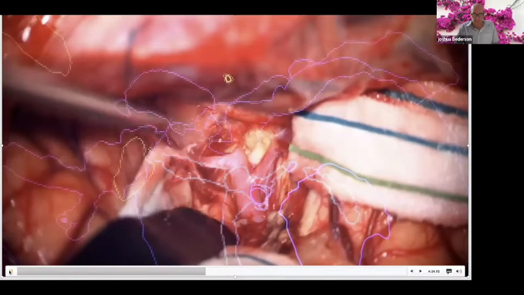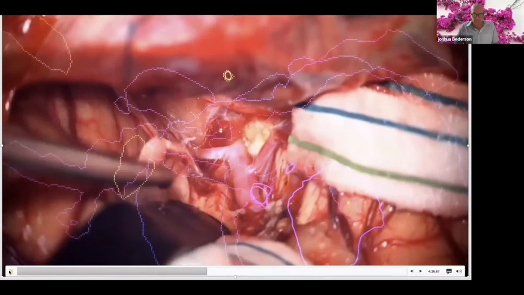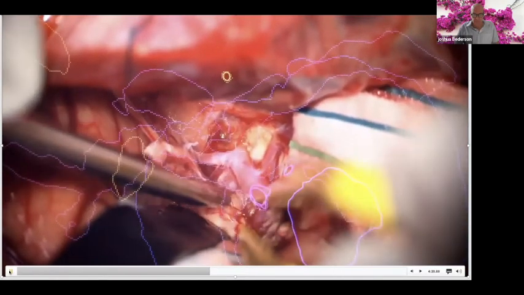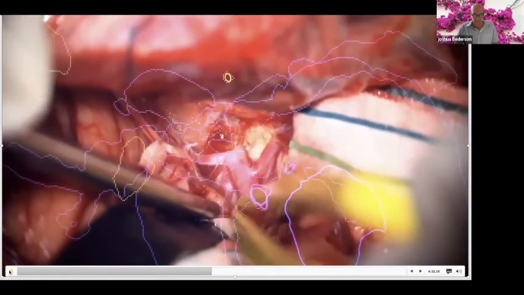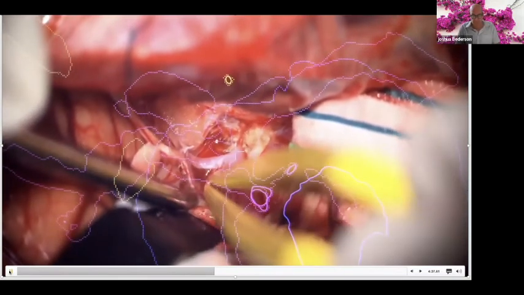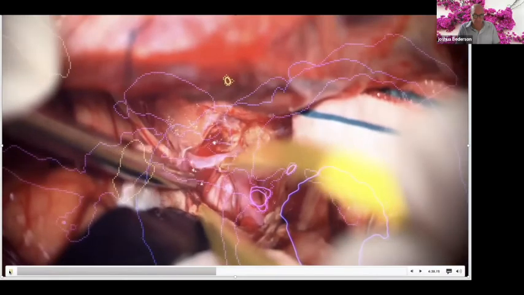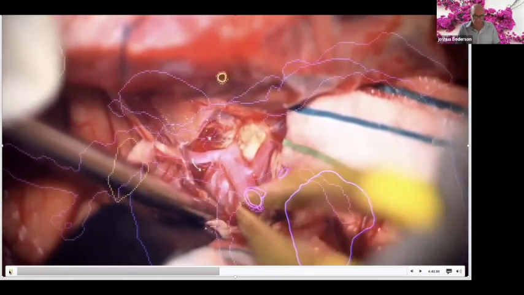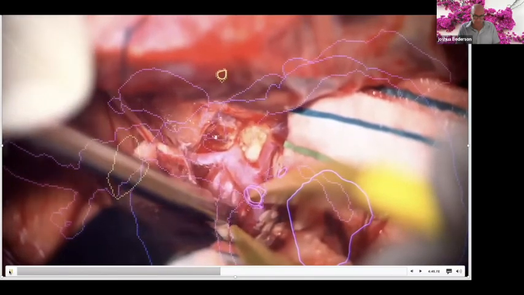By confirming that the objects displayed correspond with the patient's anatomy, we have confidence that the information provided by the heads-up display is accurate. After careful retraction of the frontal lobe, we visualize the lenticulostriate arteries, which limit access to the medial aspect of the tumor. Therefore, attention is taken to approach the tumor in its most anterior lateral aspect.